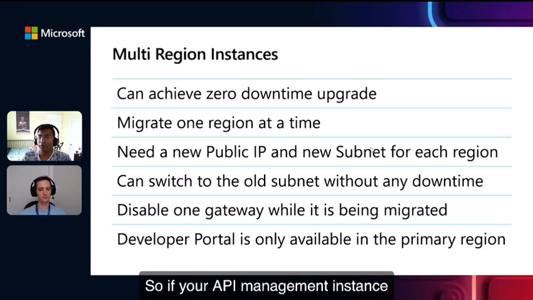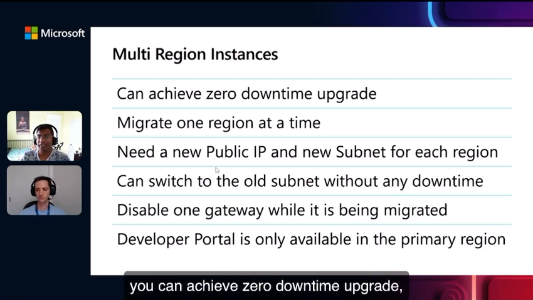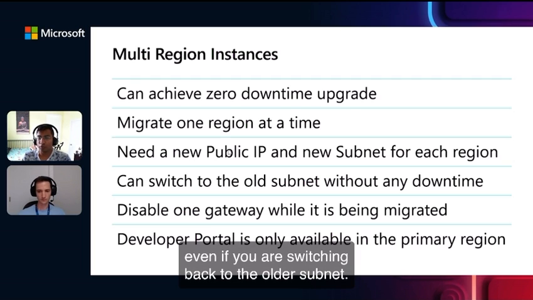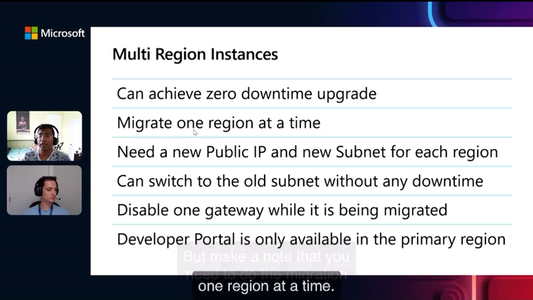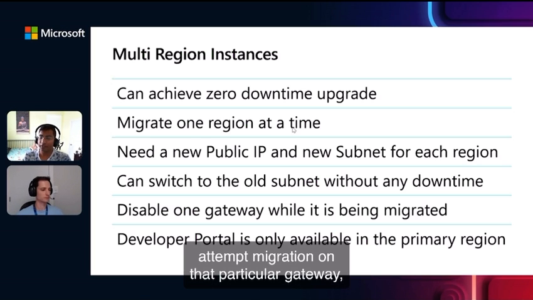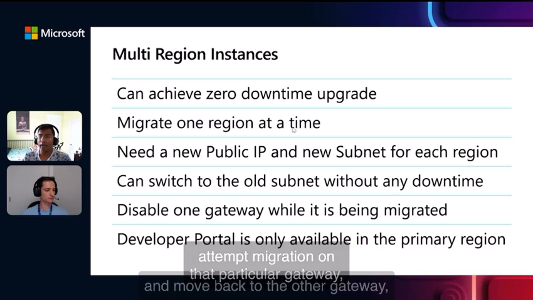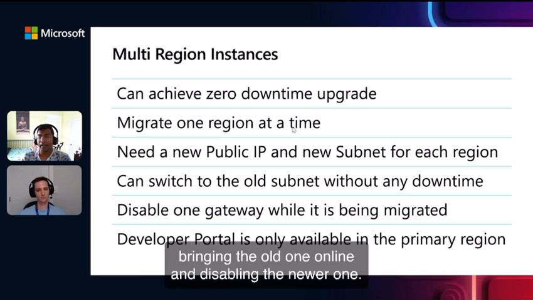So if your API management instance is configured for multi-region, you can achieve zero downtime upgrade even if you are switching back to the older subnet. But make a note that you need to do the migration one region at a time. You'll have to disable one gateway, attempt migration on that particular gateway, and move back to the other gateway, bringing the old one back online and disabling the newer one.